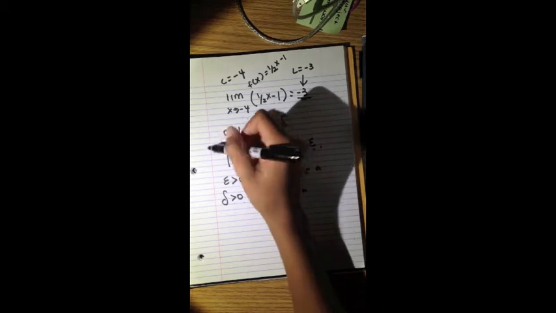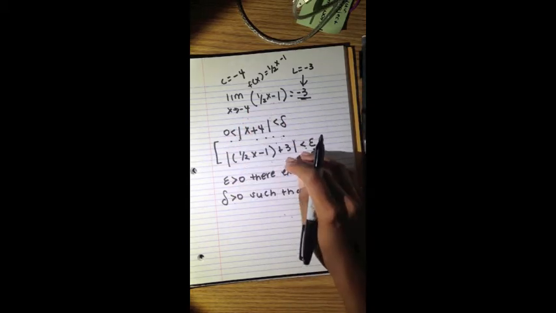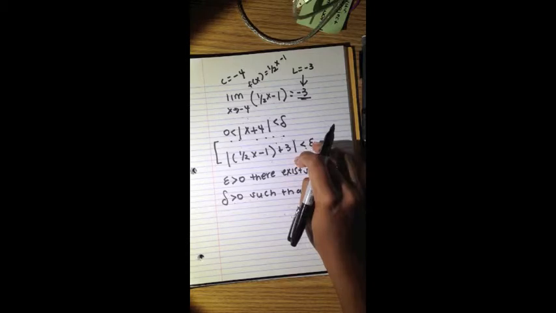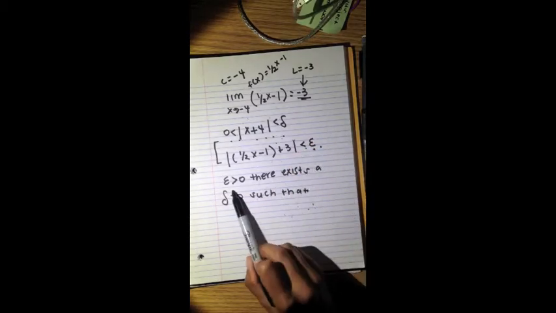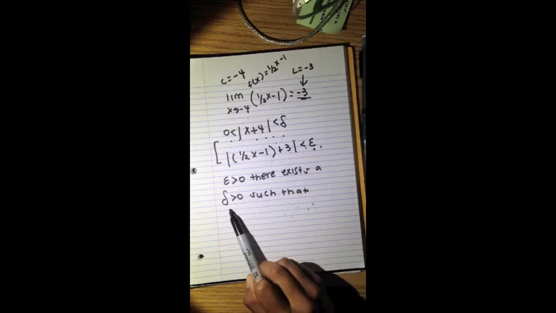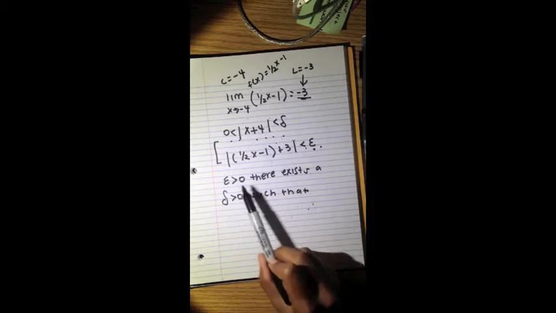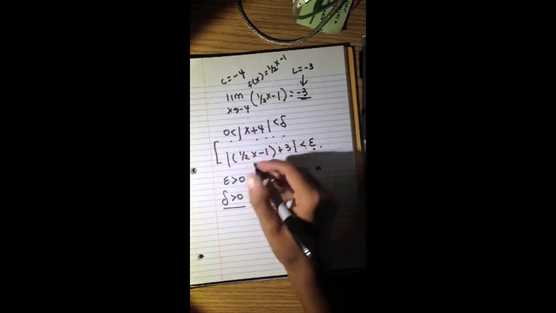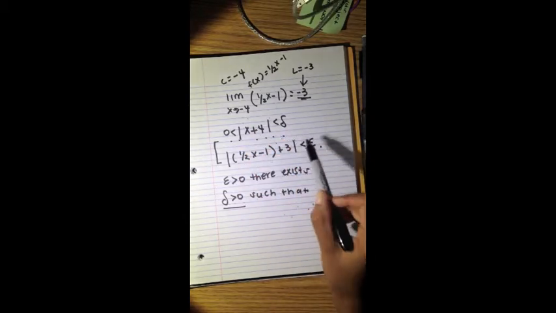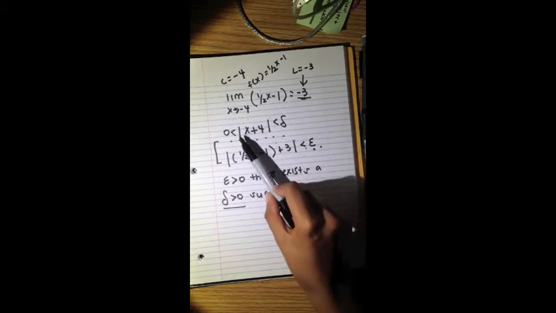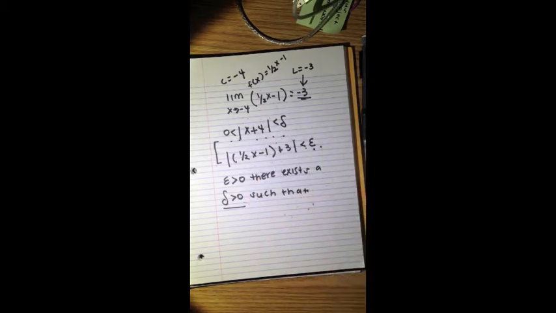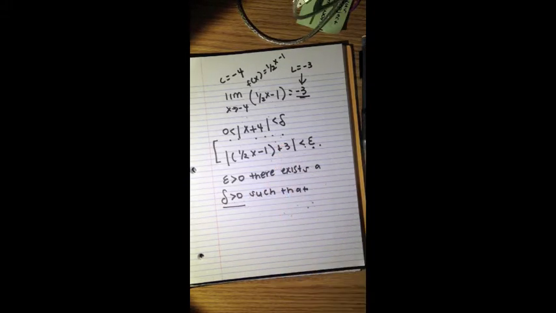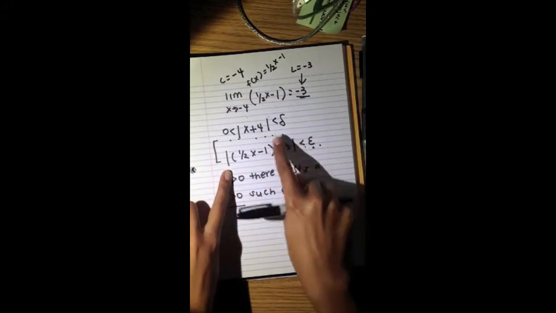Okay, and so your goal is to relate these two inequalities and find a connection between the two. Because you're trying to prove that for every epsilon greater than 0, there exists a delta greater than 0 such that |1/2 x minus 1 plus 3| is less than epsilon and 0 is less than |x plus 4| is less than delta. Now, in order to relate these two, you're going to look at this one first, and it's easier if you take this inequality and try to relate it back to this somehow.